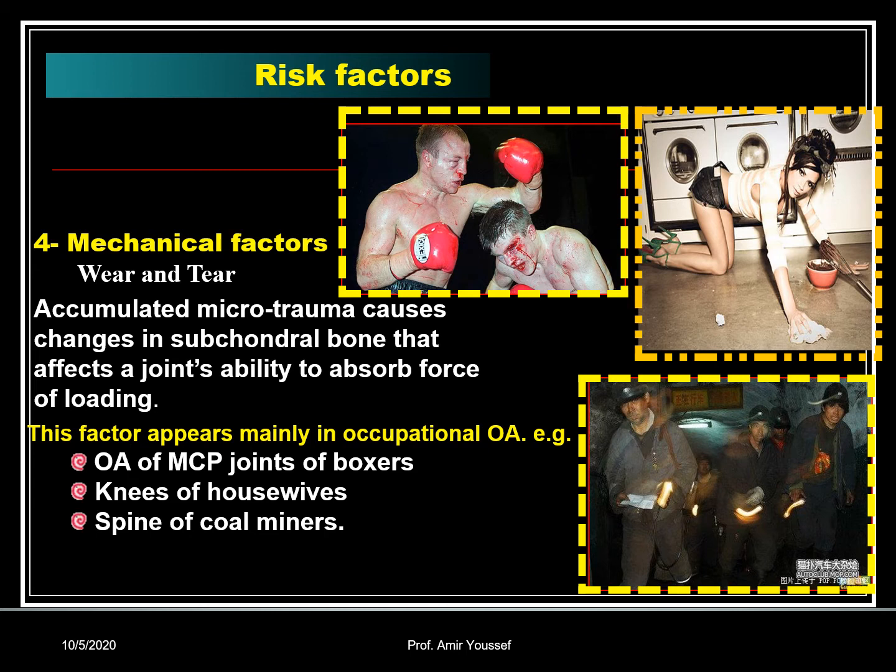Mechanical factors, wear and tear. Accumulated microtrauma causes changes in subchondral bone that affects a joint's ability to absorb force of loading. This factor appears mainly in occupational OA, for example, OA of metacarpophalangeal joints of boxers, knees of housewives, and spine of coal miners, as you see here.